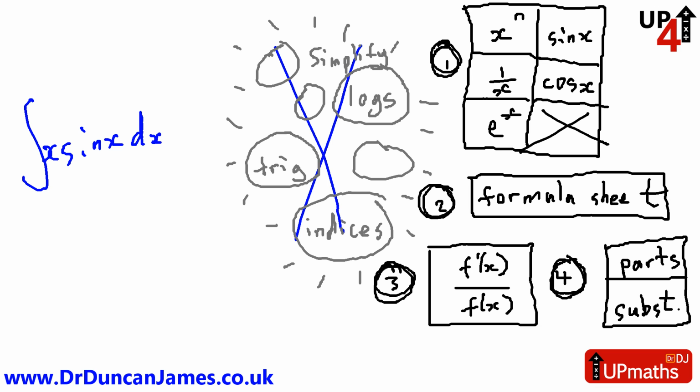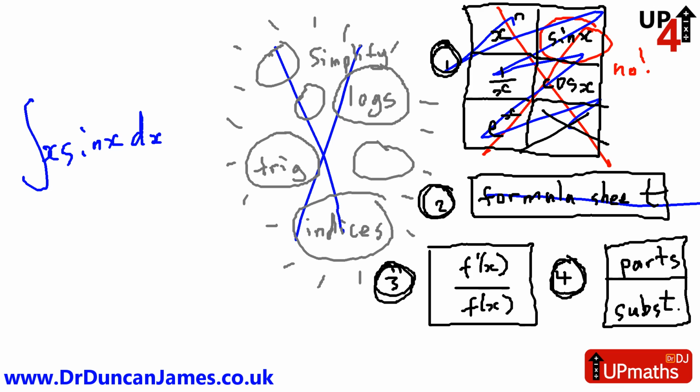Some people make the mistake, especially early doors of just learning some of this more advanced integration, and go, oh, there's a sine x. No, you can't do that. The reason you can't is because there's an x attached as well. So we cannot use, it's not a simple one. It's not on the formula sheet. There's clearly not a top and a bottom that differentiate. So it's a substitution or parts.